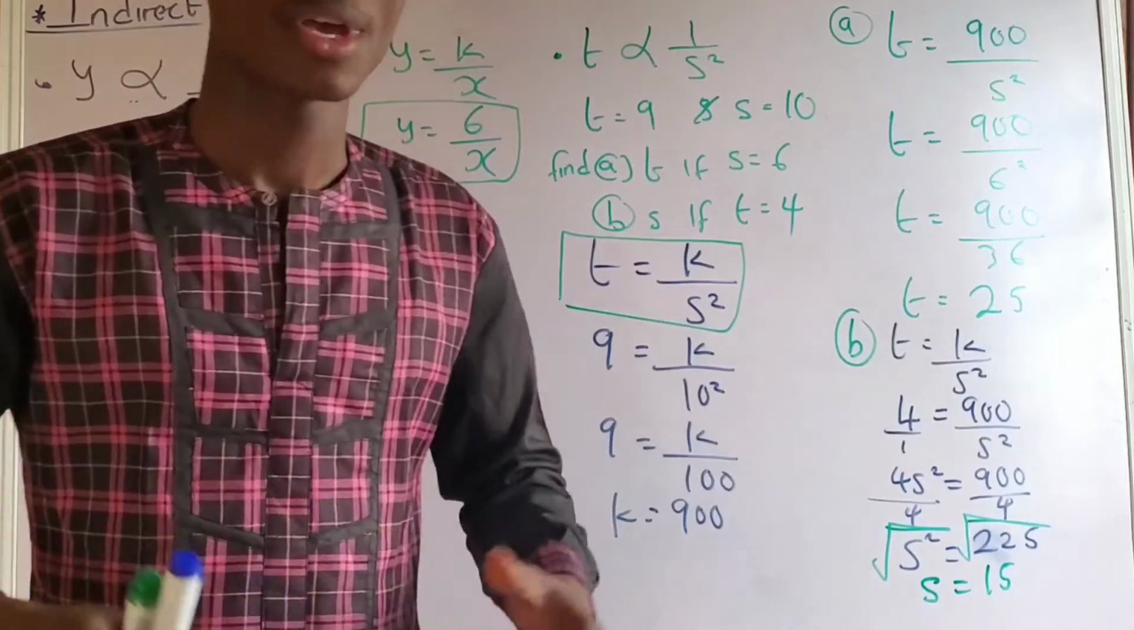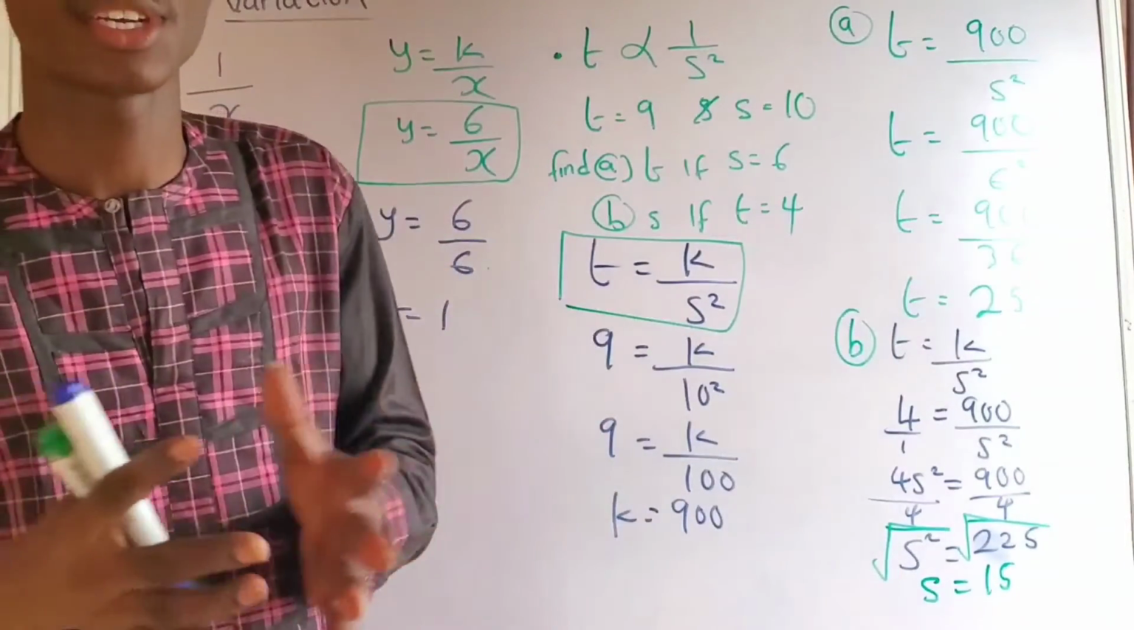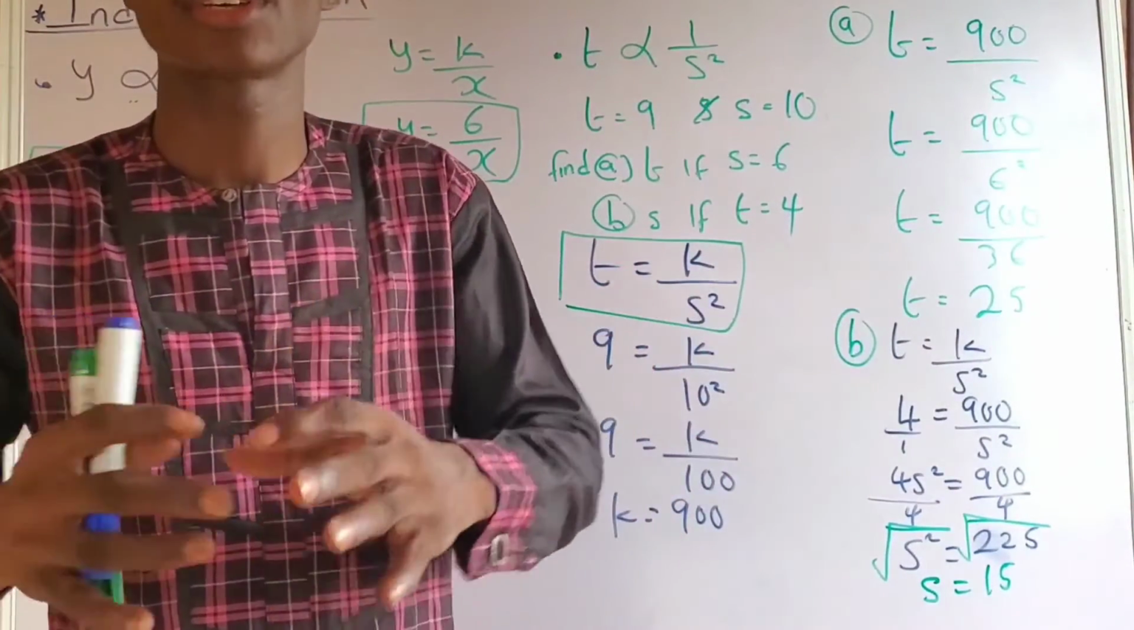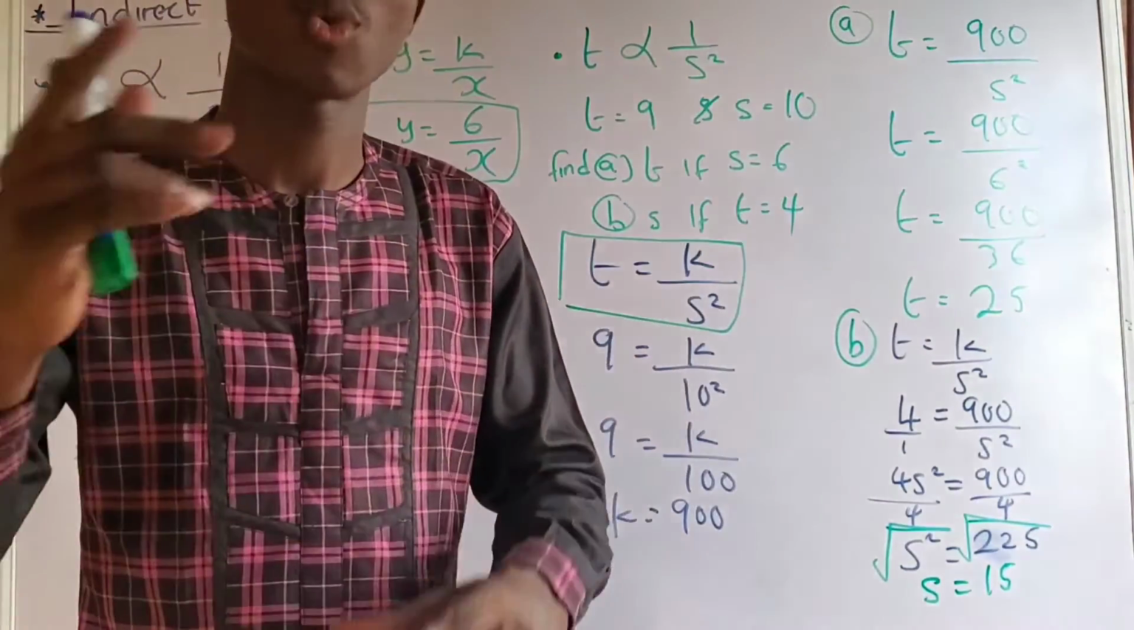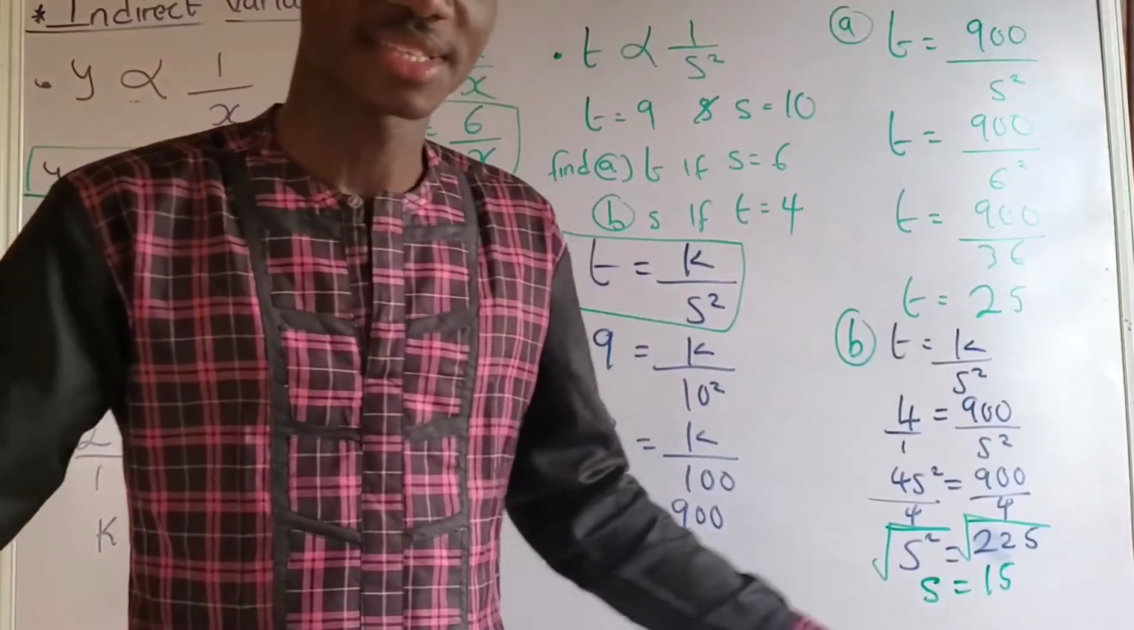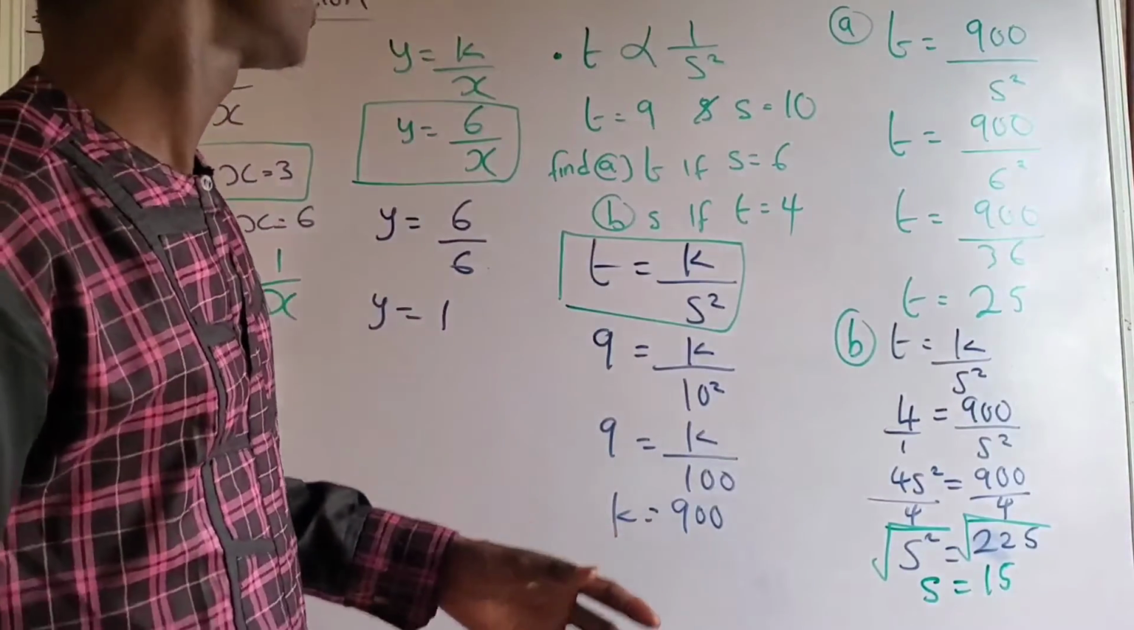Do you understand? So an inverse relationship, or indirect relationship, or inverse variation, or indirect variation, is a kind of variation in which as one of the quantities increases, the other quantity decreases. We can test this based on the relationship that we have here.